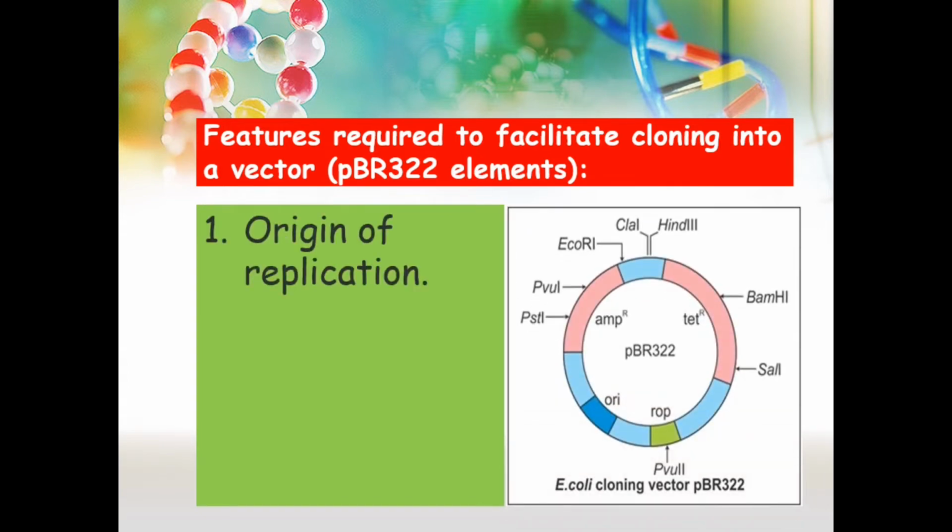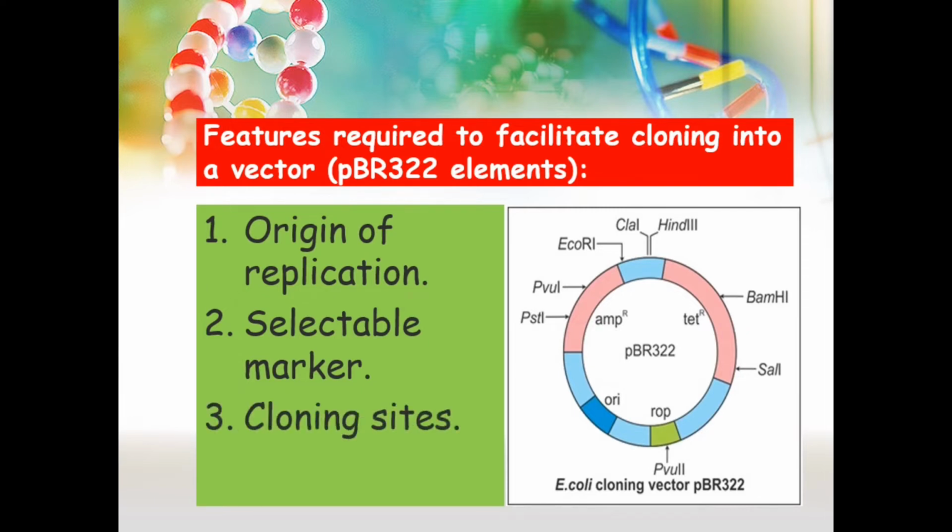First thing, a vector must have an origin of replication. Then only the integrated DNA will be able to replicate inside the host cell. Second, selectable markers. So selectable markers, these are the antibiotic resistant genes present in the vector. They help in selection of transformants over non-transformants.